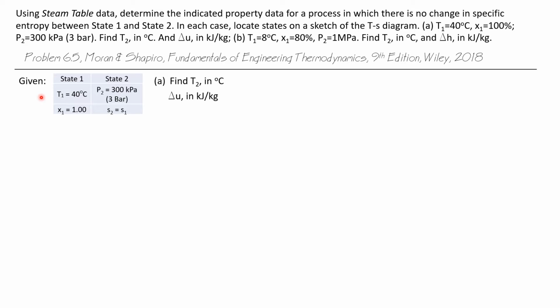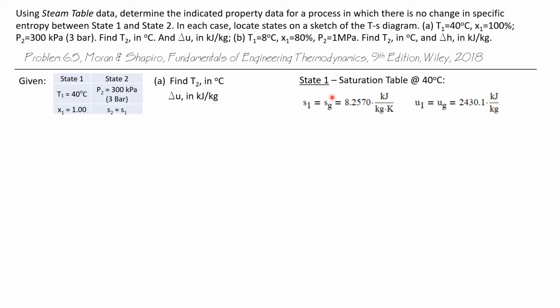We have water. State 1 is at 40 degrees C, and it has a quality of 1, which is to say it's a saturated vapor. State 2 has a pressure of 300 kilopascals, which is 3 bar. And we're told that S2 is equal to S1. So this is a constant entropy problem. In this first problem, we want to find the final temperature in degrees C and the change in internal energy for the water.